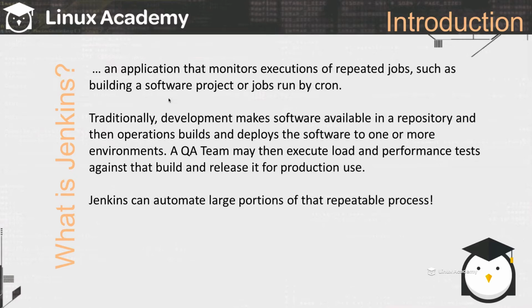So how's that different? Well, traditionally, development makes software available in a repository, and then they give operations a call or submit a ticket to the help desk, and then operations builds and deploys that software to one or more environments. Once that's done, there's usually a QA team that may execute load and performance tests against that build, and then make it ready for production. They pass the build so that it can actually be turned on in the production environment. And what Jenkins does is a lot of those very repeatable tasks in that process can be automated repeatably by Jenkins, and that's what Jenkins' specialty is.